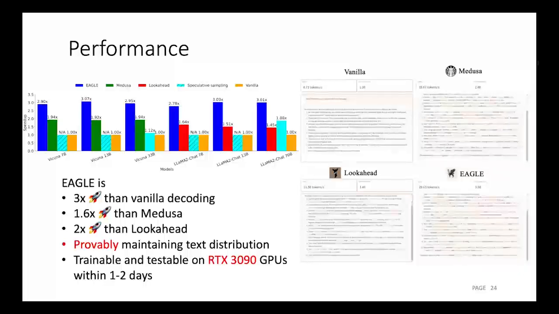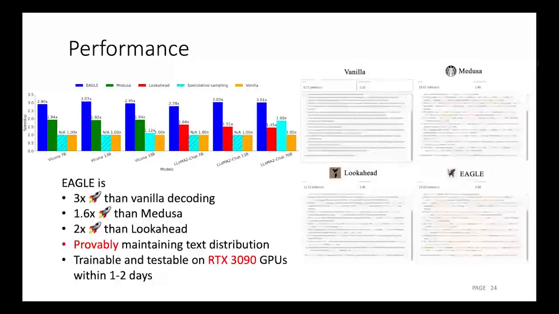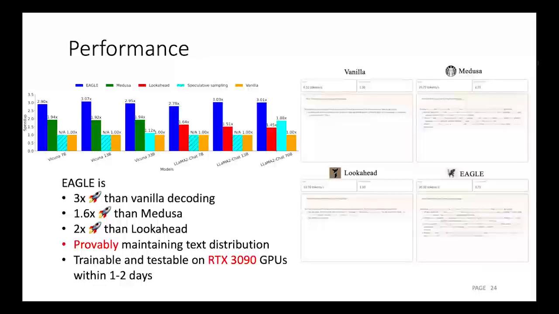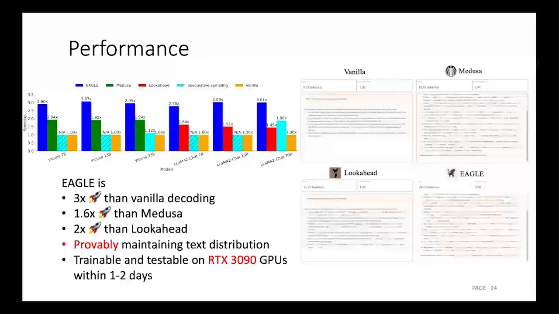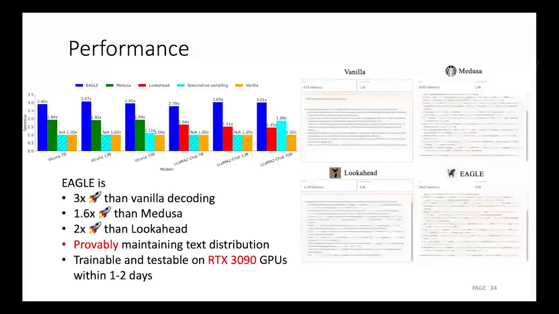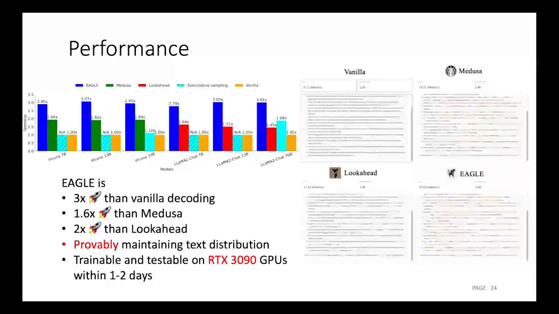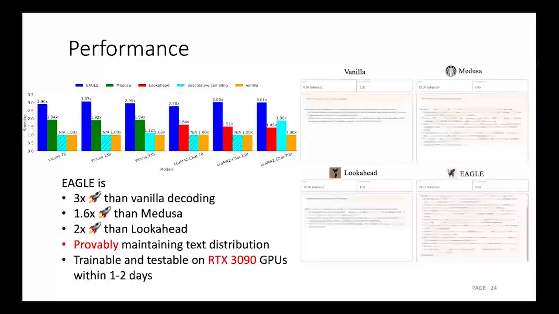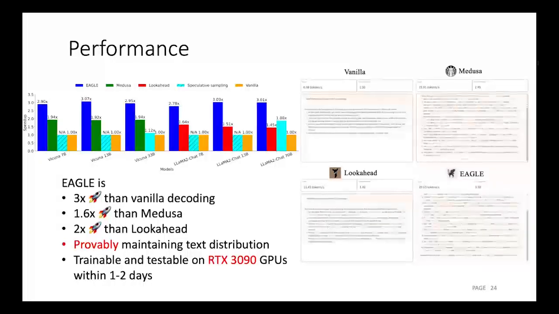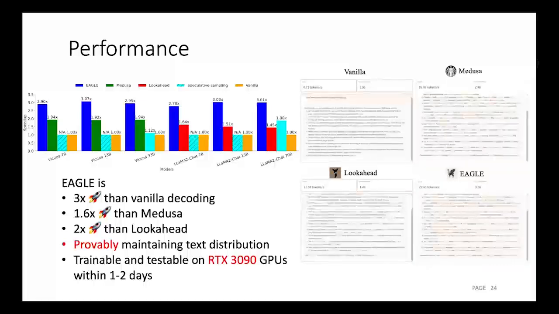So here we can see EGO is 3 times faster than vanilla decoding, and typically 1.6 times faster than the previous best known result, the Medusa method, and 2 times faster than the Lookahead method. To the best of my knowledge, EGO is the fastest inference method within the family of speculative sampling. It can also provably maintain the text distribution. Most importantly, it can be trained and tested on cheap GPUs such as the RTX 3090 within only 1 or 2 days.